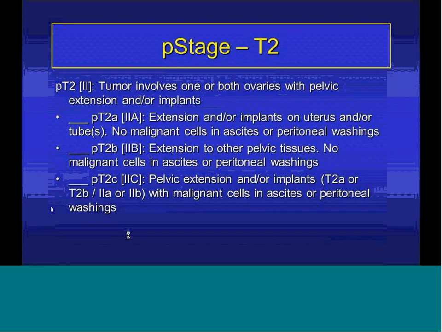Stage 2 is extension into the pelvis. And notice I'm using the word extension. This can be used for both borderline and carcinoma cases. So extension includes what we both term implants and peritoneal metastases within the pelvis. So again, it's extension within the pelvis to the uterus, to tumors outside of the uterus, and again with positive washings.